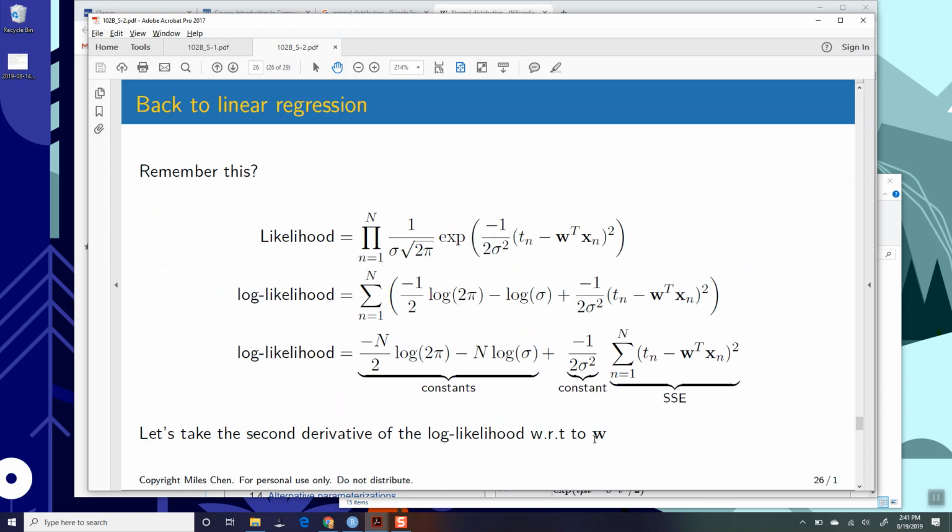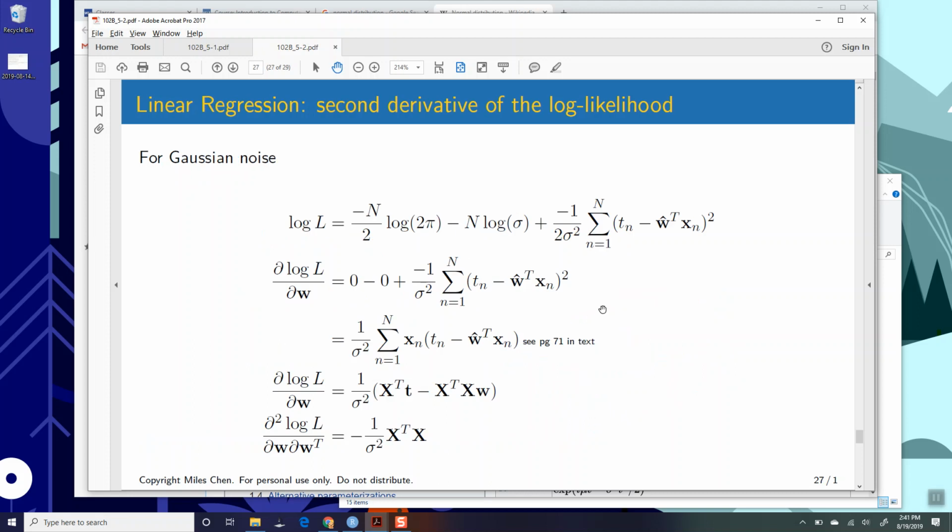All right, so here we've got the likelihood function for linear regression, and we've got the log likelihood, and it looks like this. And we're going to take the second derivative of this with respect to w. When we take the derivative with respect to w, this term zeroes out, this term zeroes out, and this term becomes this.